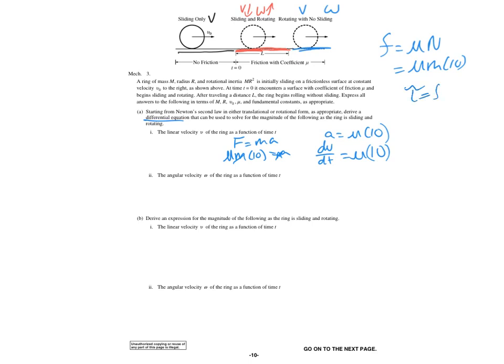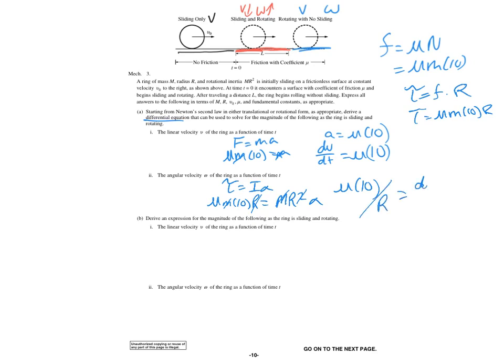The torque would be equal to friction times the radius, capital R, which would be mu times mass times 10 times R. And so torque would be equal to I alpha, and mu times mass times 10 times R is going to be equal to mr squared alpha. And again, we're just solving for alpha first. So mu times 10 divided by R is equal to d omega over dt. And we're just leaving them like that. Okay? So basically this is equal to alpha. All right?